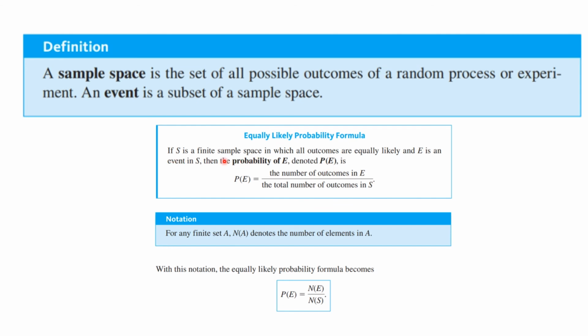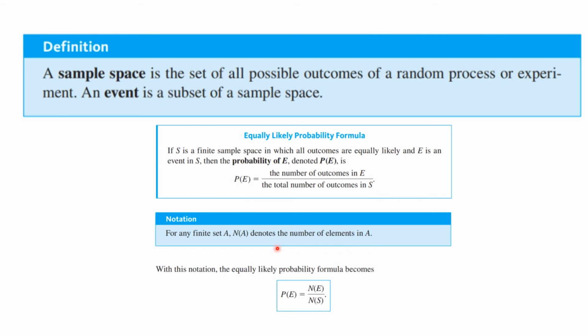If S is a finite sample space in which all outcomes are equally likely, and E is an event in S, then the probability of E, denoted P of E, it's like f of x, P of E, except this time instead of putting numbers in there, you're putting a set. P of E, the probability of E, is equal to the number of outcomes in E divided by the total number of outcomes in S.